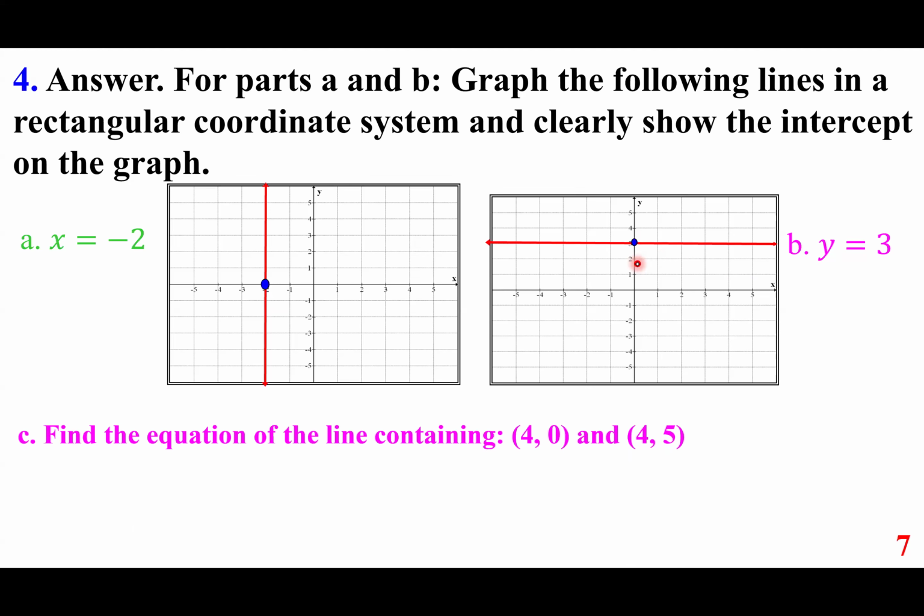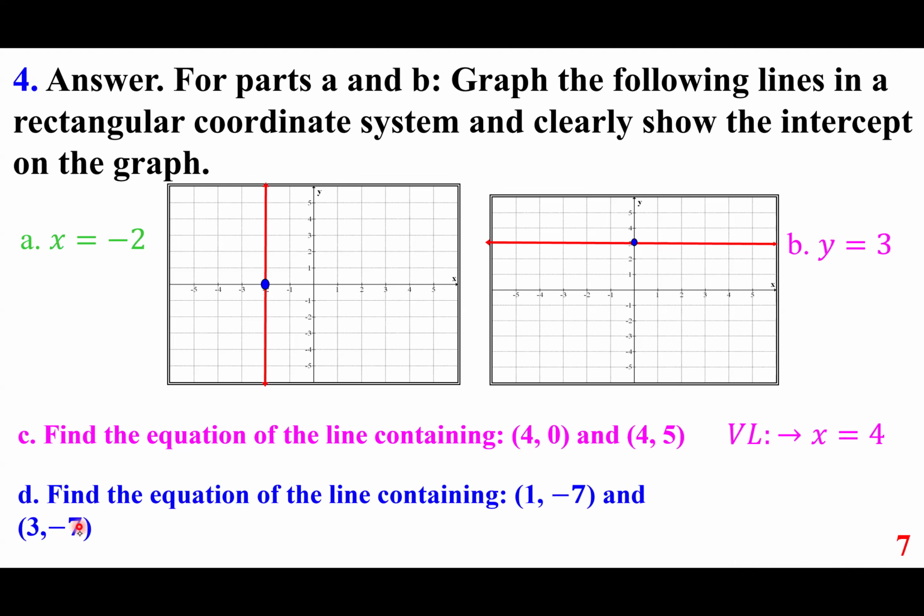Find the equation of a line containing these two pairs, 4, 0 and 4, 5. Well, if you have two pairs and they have identical x coordinates, that means x equals that number is the equation of a line because x is being repeated. It's a vertical line, VL, short for a vertical line. However, if the y coordinates are being repeated, then it's a horizontal line, y equals -7. So pretty straightforward, everybody.